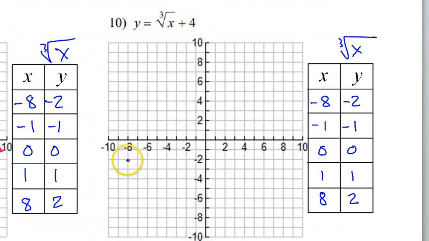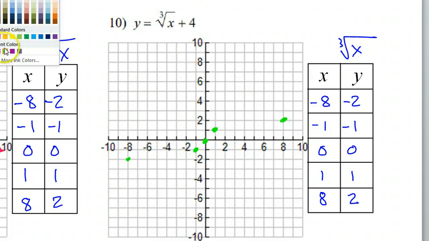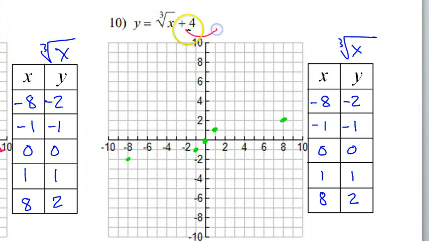-8, -2; -1, -1; 0, 0; 1, 1; 8, 2. Now we will do the transformation indicated by this +4. Specifically, we will go up 4. And that's all. So let's just take each one of these points and move them up 4. Up 4. Up, up, up 4.